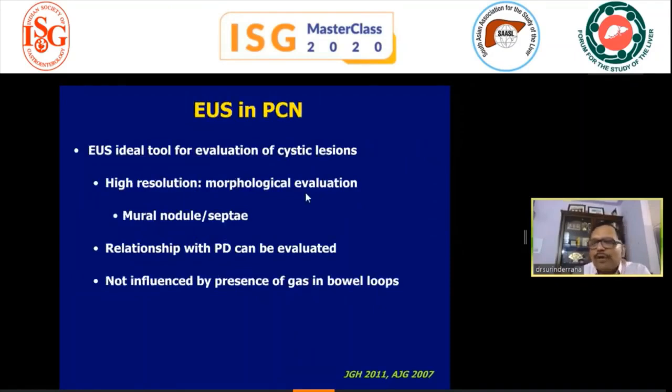And then how do you evaluate further? In such a situation, EUS is an ideal tool for evaluating the cystic lesions. Because of high resolution images, you can evaluate the morphology of the cyst much better. You can clearly see the nodules and septae. You can clearly document the relationship of the cyst with the pancreatic duct. And importantly, there is no influence of the gas in the bowel loops on acquiring the EUS images.